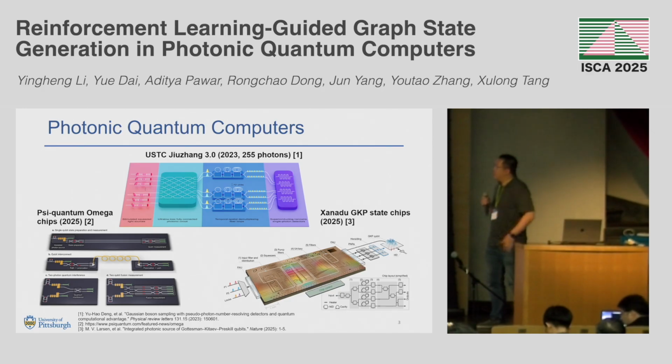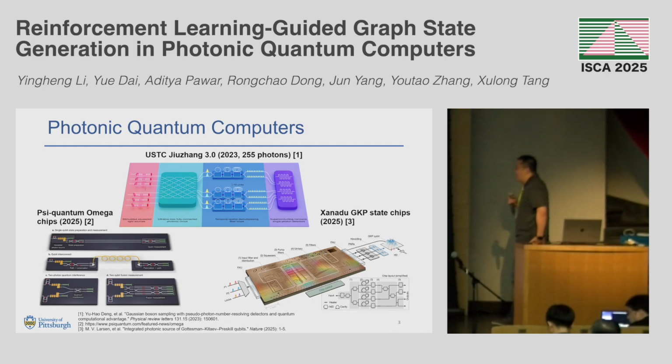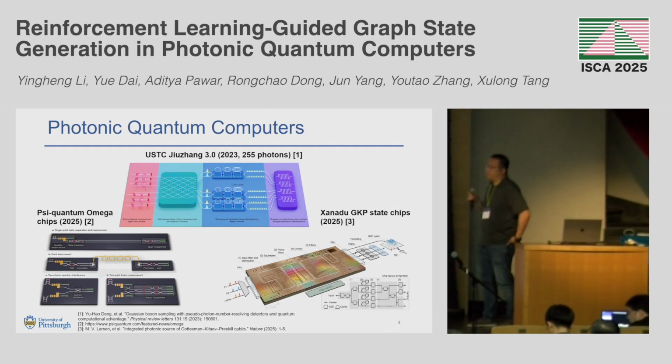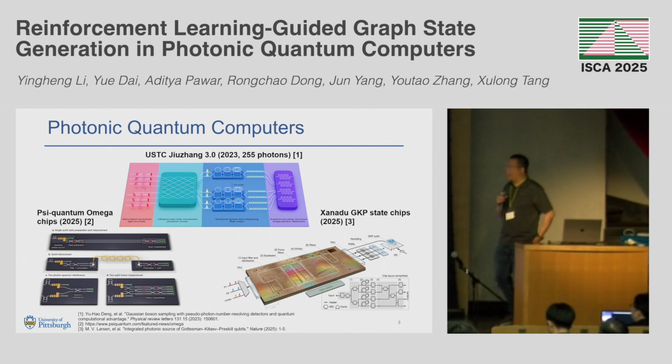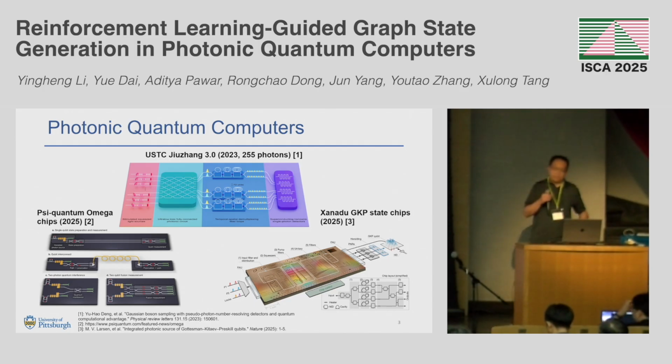For example, here are three examples. One is from China, USTC, which has the Jiuzhang version 3 quantum computer with 255 photons, and also the PsiQuantum computer and Xanadu. I remember that two years ago there was access to the Xanadu photonic quantum computer from Amazon Braket, but roughly one year ago they took the machine offline for calibration. I have no clue when that will be back online, but that's something real in the world now.